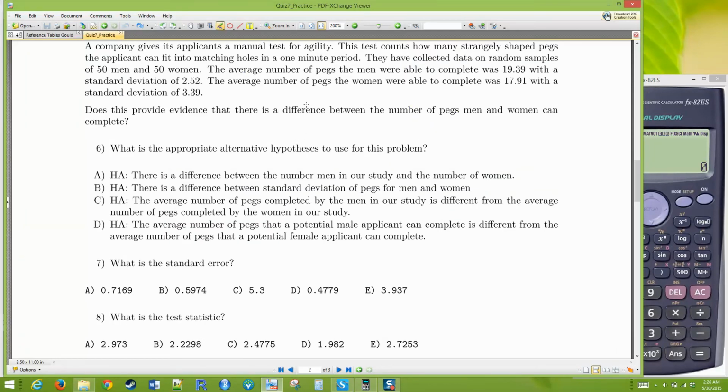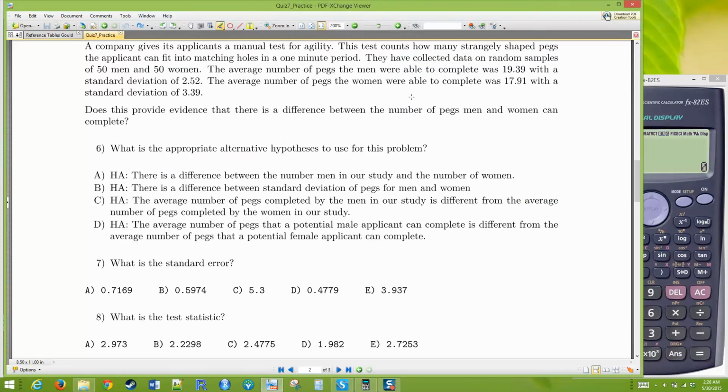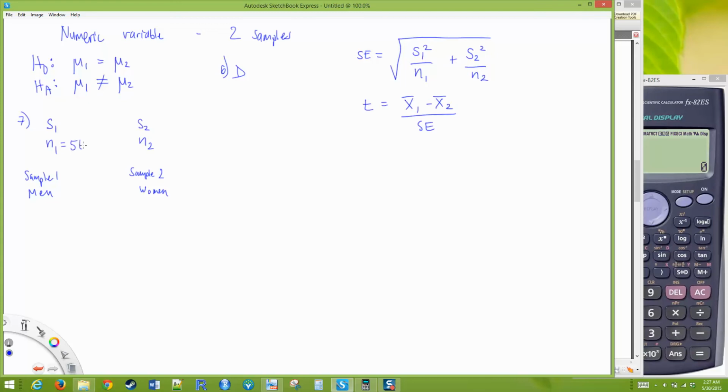Let's label sample 1, just arbitrarily, to be men, and sample 2 we will choose to be the women. So S1 is going to be the standard deviation for the men, N1 is going to be the number of men. The number of men is 50, and we have 50 women, so N1 is going to be 50, and the number of women, N2, is also 50. S1 is the standard deviation for men, and S2 is going to be the standard deviation for women.